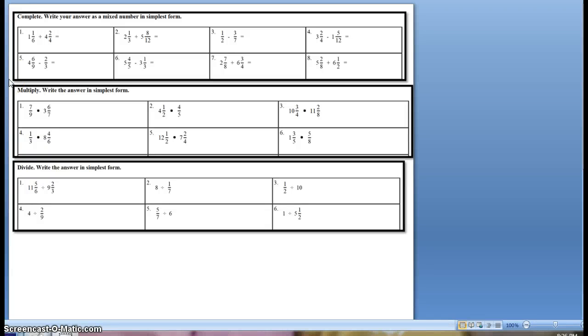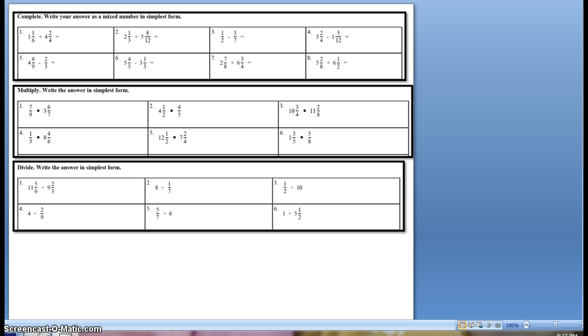In my previous video, I reviewed how to add and subtract mixed numbers. In this video, I'm going to review how to multiply and divide mixed numbers. So let's go ahead and get started.